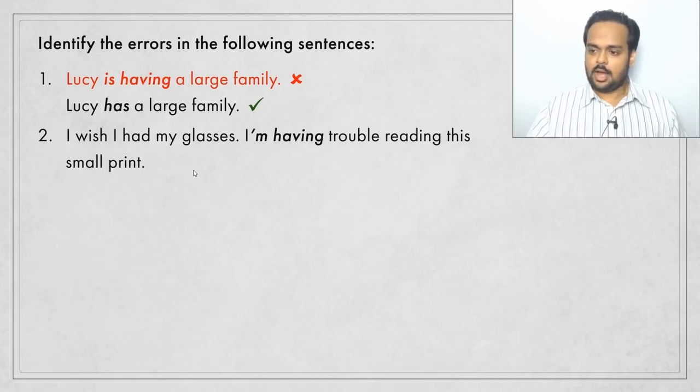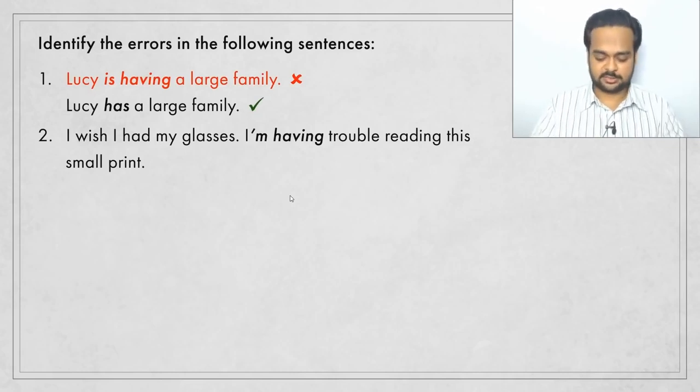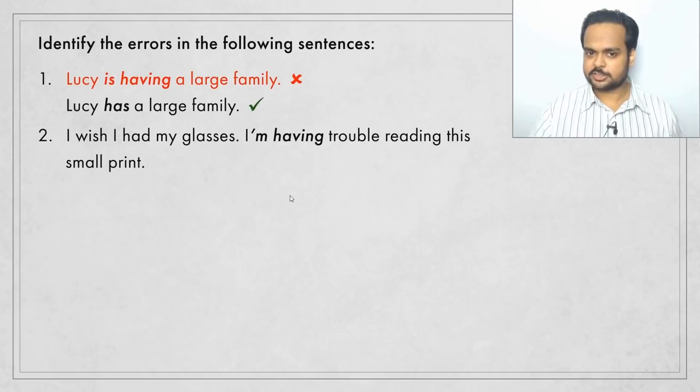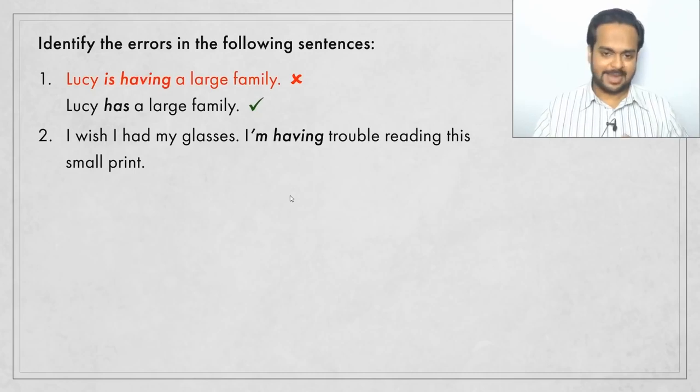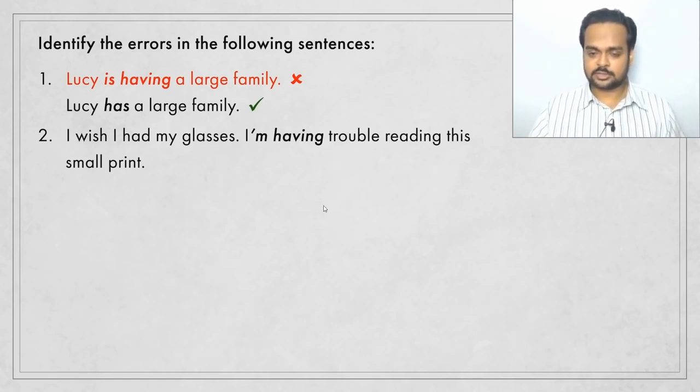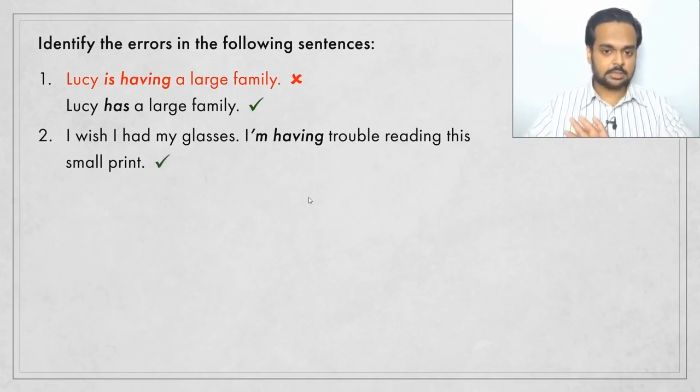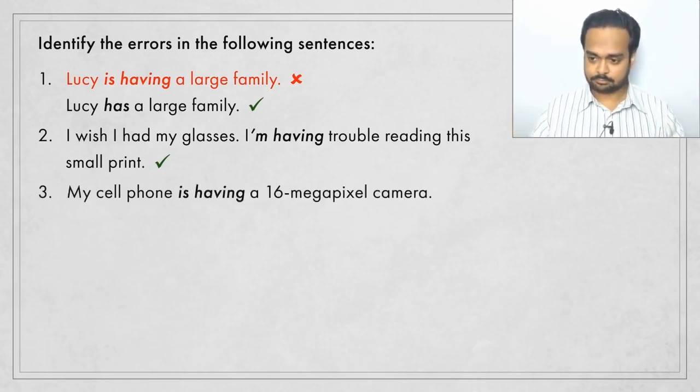Okay, number two. I wish I had my glasses. We saw that previously. I'm having trouble reading this small print in this book in front of me that I have in my hands right now at this moment. So is this correct or is it wrong? Well, this talks about experience. It talks about a negative experience by saying have trouble. And in this sentence, the verb appears to express something happening at this instant. So this is correct. Because we're not expressing a general situation. We're talking about something that's happening right now. So it's okay.